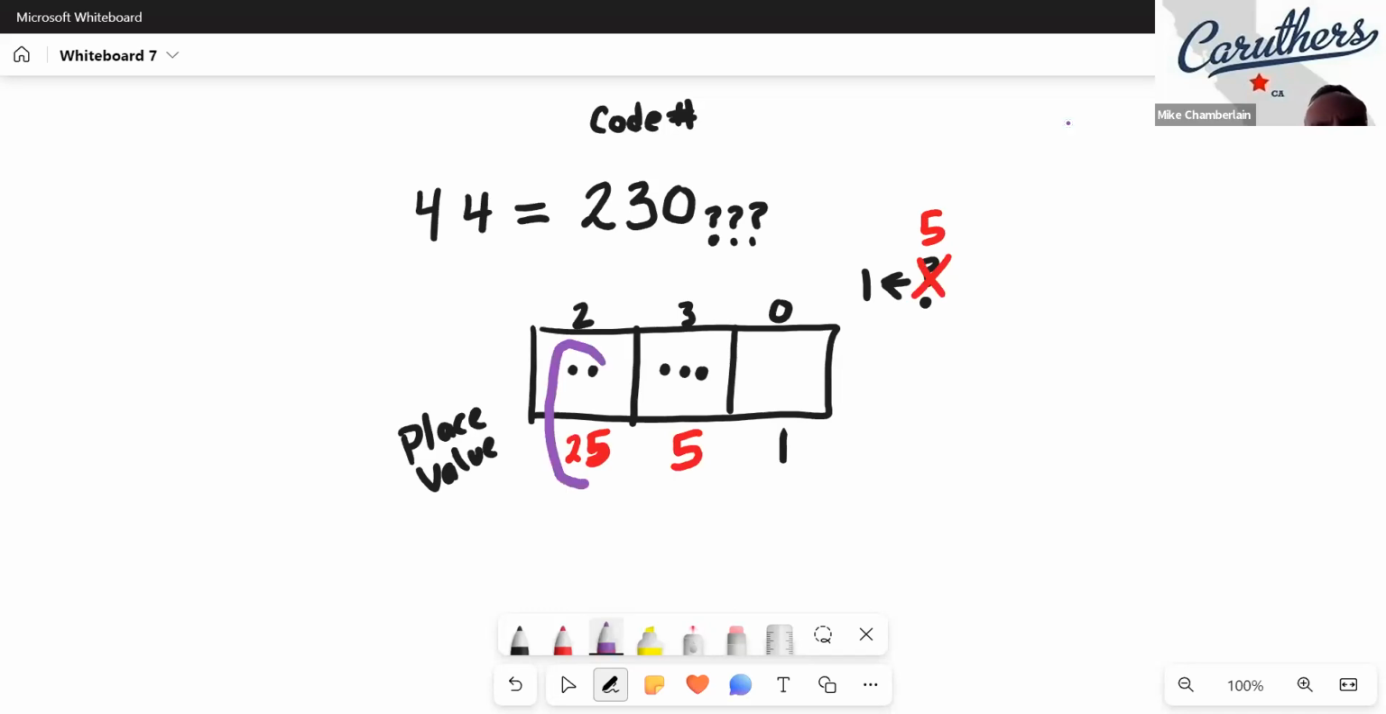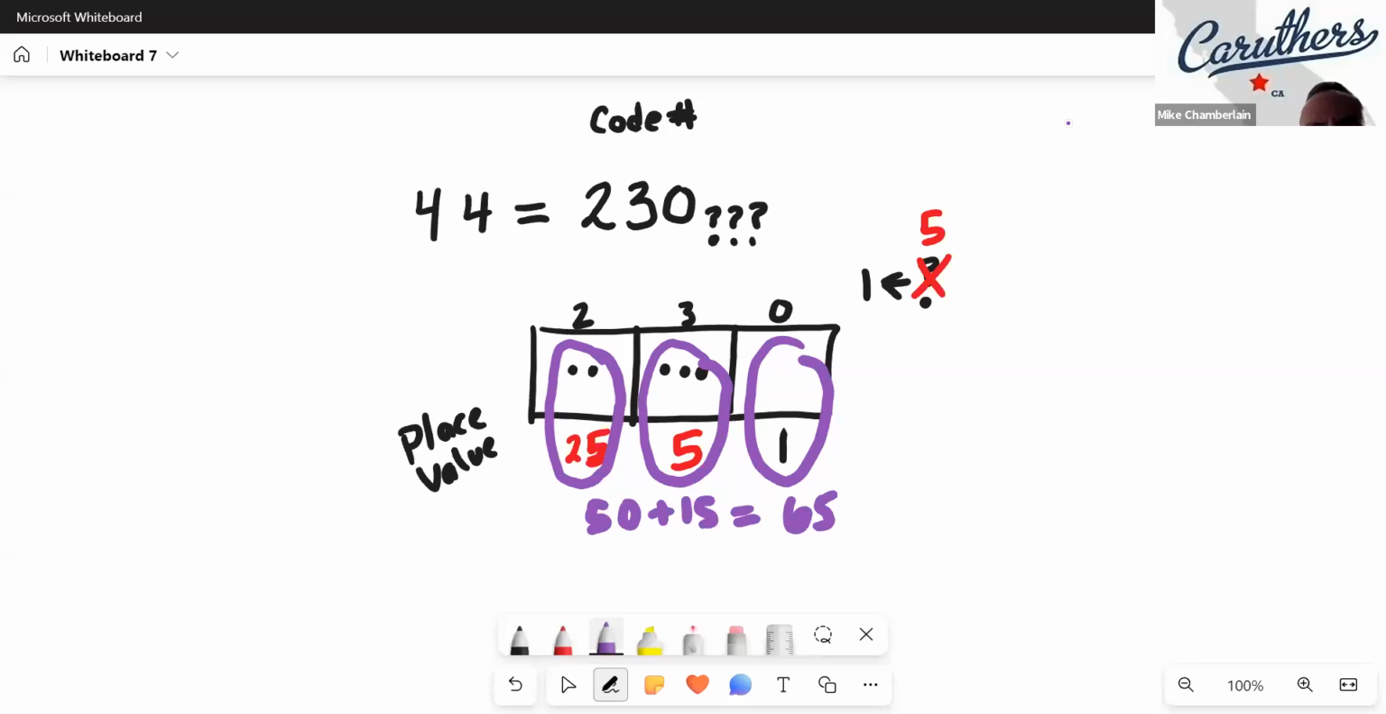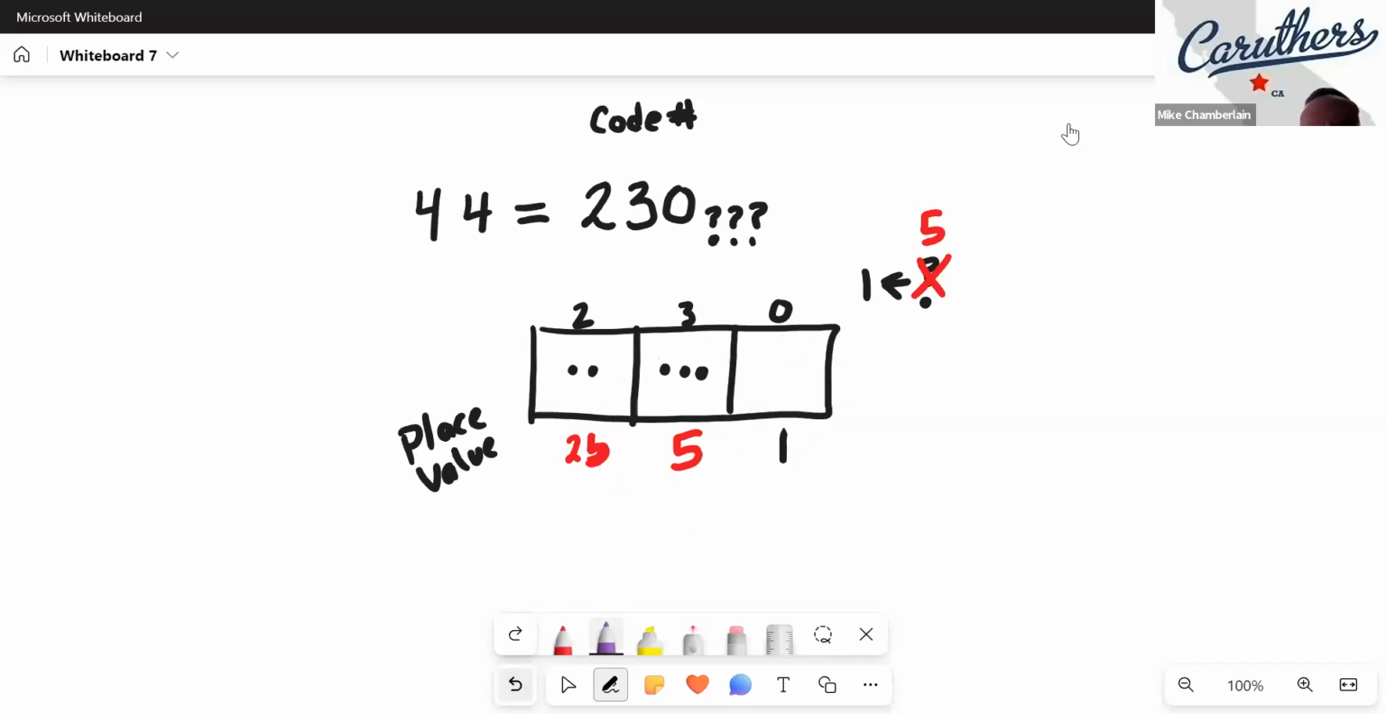Because 2 25s is already worth 50, and then 3 5s is worth 15, and of course we have nothing in this last box. But 50 and 15 makes 65. That's far too big. We only needed a value of 44. So we can think, oh wow, that base must be too big, so we can backtrack. By the way, there are algebraic ways of doing this, but I'm trying to avoid any algebra and just use a guess and check approach.